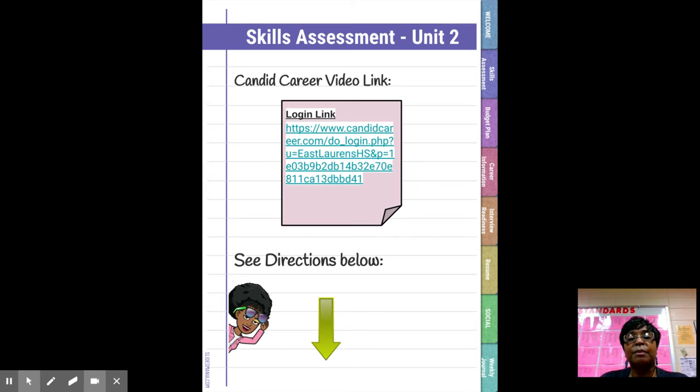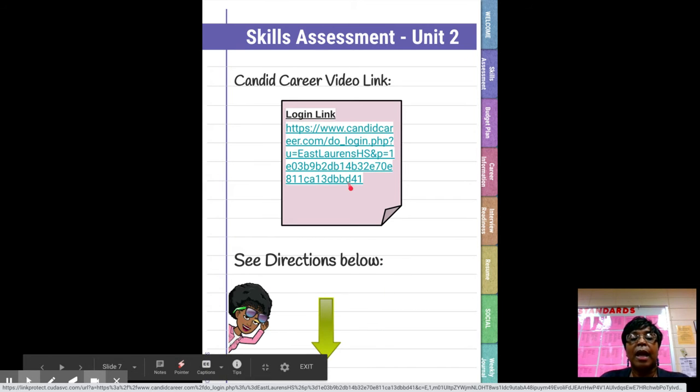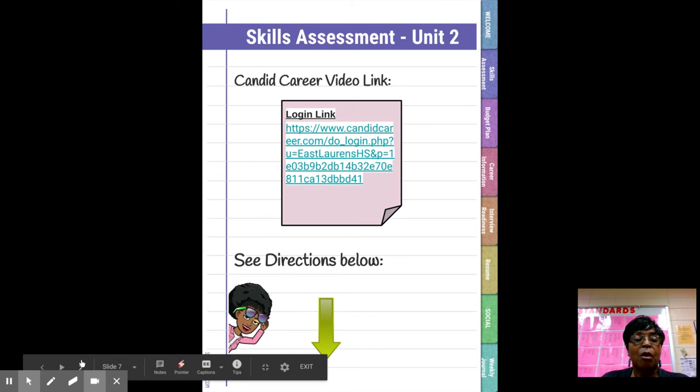Also, for your skill assessment on Unit 2, you're going to click on this link and follow the directions below. Those directions are going to be at the bottom of your slide.